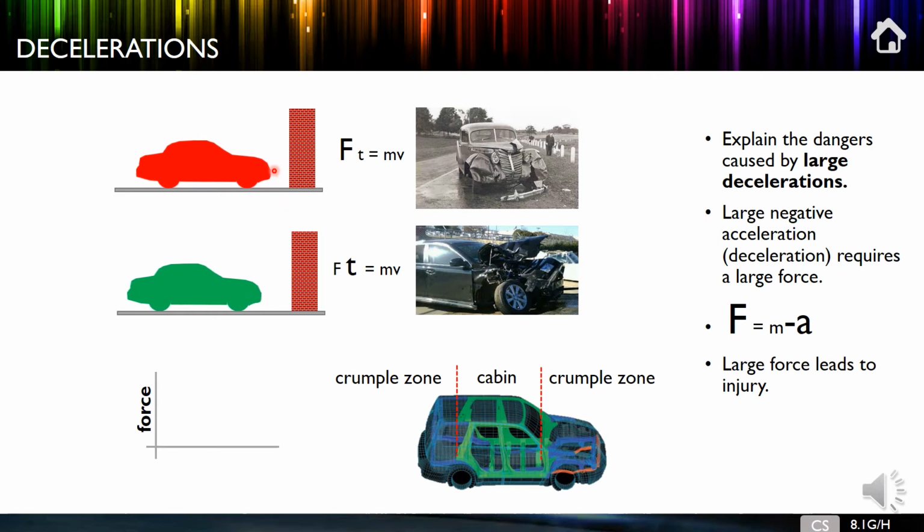So this red car hits the wall and deforms a bit, but comes to a halt in a very small time, which means a very large force, whereas this one has a much longer time, and therefore a smaller force. If you think of a cricketer catching a cricket ball, they do something similar. They cushion it. So here on the graph we can see the spike is much more extreme. The maximum force is much more extreme for the red car.